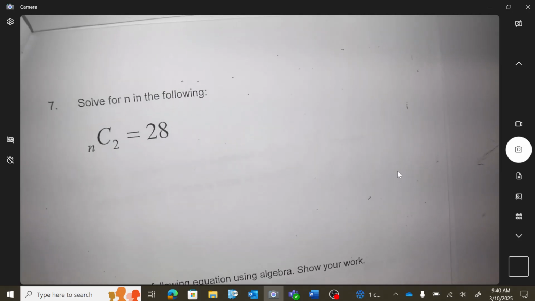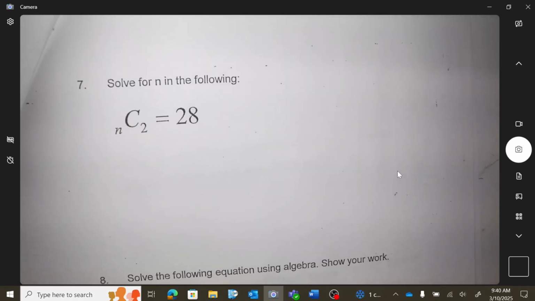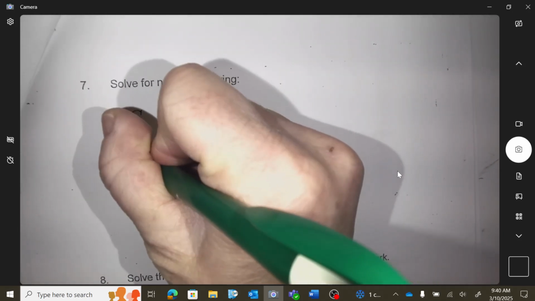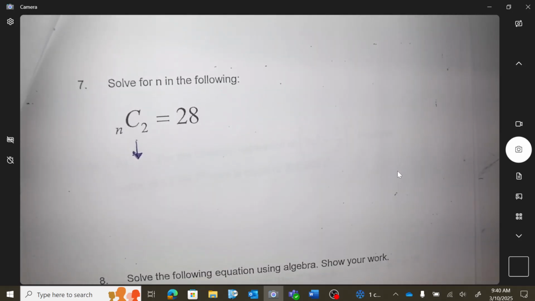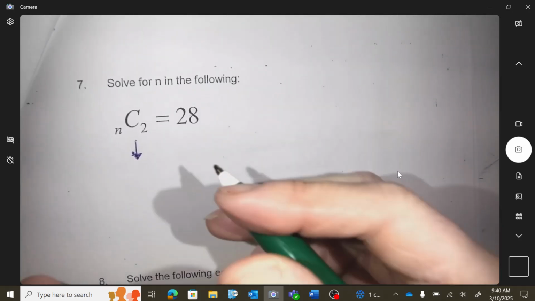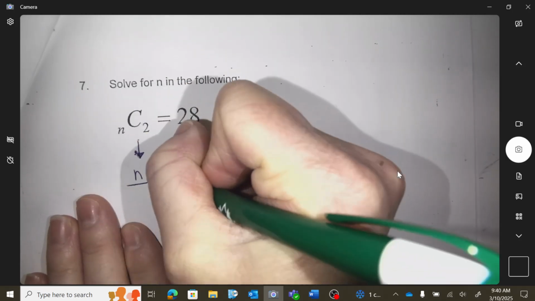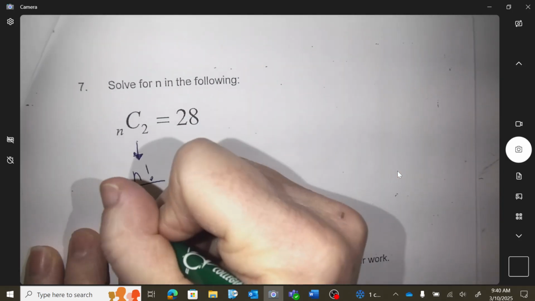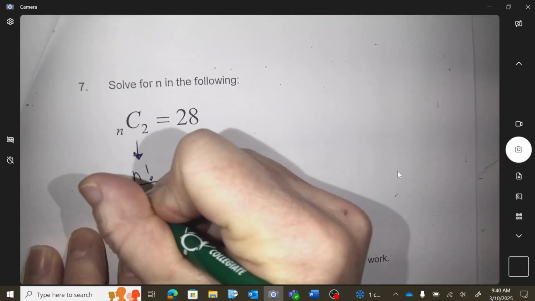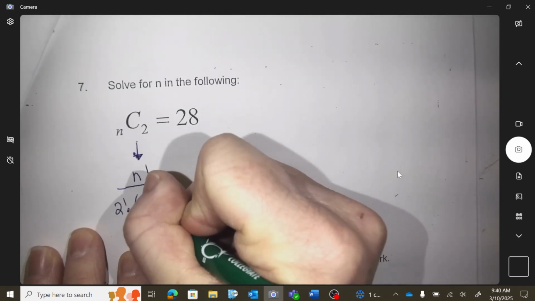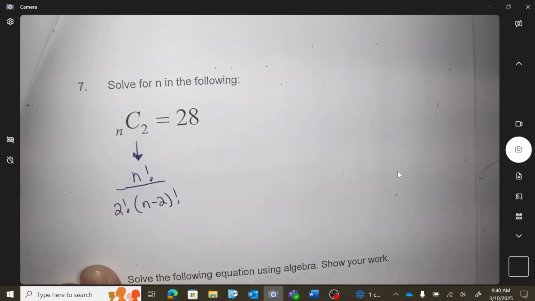Solving an equation. Okay, so on this you will have a formula sheet. I would give you that, so don't have it memorized. This would be a provided formula page. So n factorial over 2 factorial and the subtraction factorial.